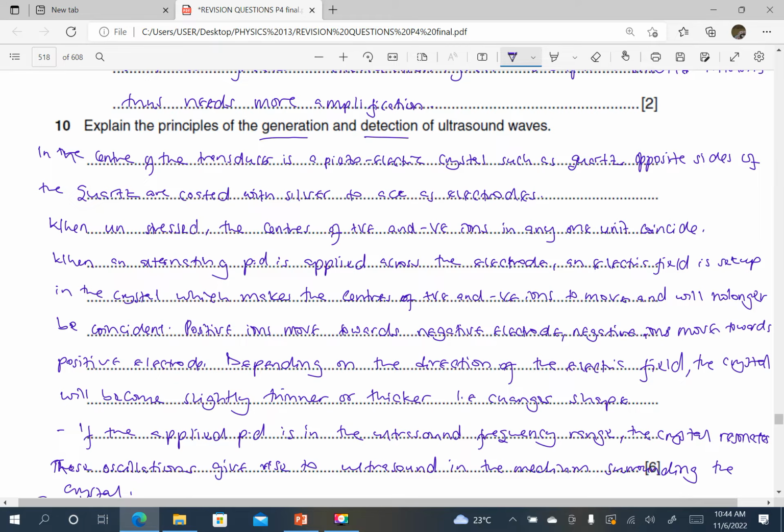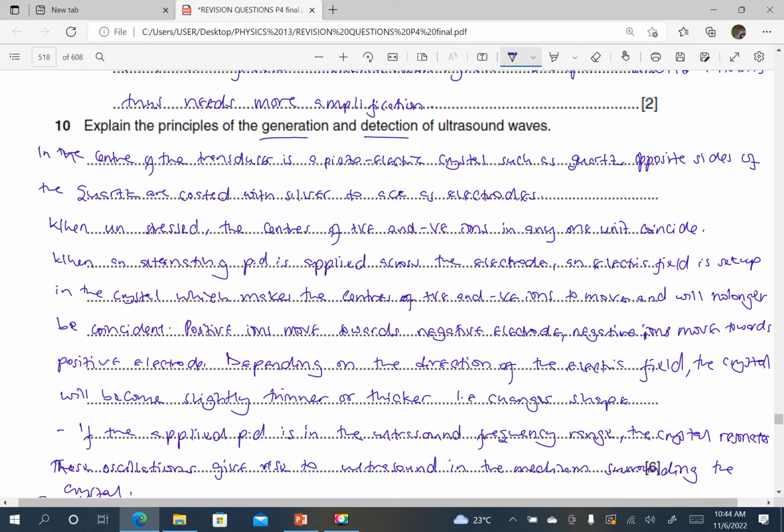When unstressed, the centers of the positive and negative ions in any one unit coincide. When an alternating field is applied across the crystal, or across the electrodes, an electric field is set up in the crystal, which makes the centers of the positive and negative ions move, and they will no longer be coincident. The positive ions, of course, move towards the negative electrode. The negative ions move towards the positive electrode.